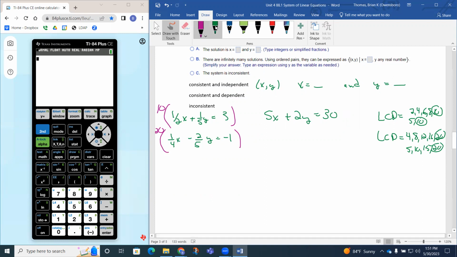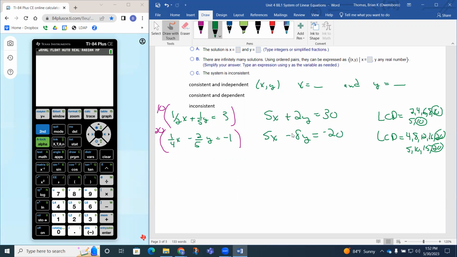So notice that when I do that, 4 does go into 20 5 times, and 5 times 1x is 5x. 5 does go into 20 4 times. 4 times -2y would be a -8y. And then 20 times a -1 would be a -20. So these are the same equations without the fractions.